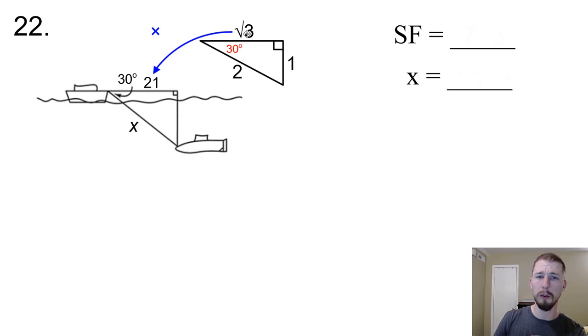So how do we go from a radical 3 to a regular 3? Well, we have to multiply it by a scale factor of radical 3. Now we have regular 3. How do we go from regular 3 to 21? Now we multiply it by 7 more, right? So altogether, our scale factor is 7 radical 3.